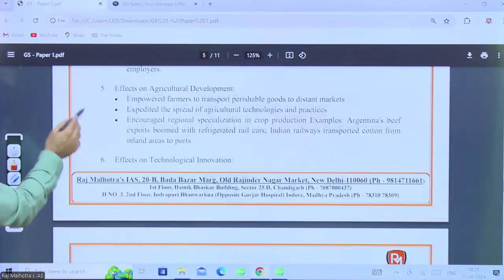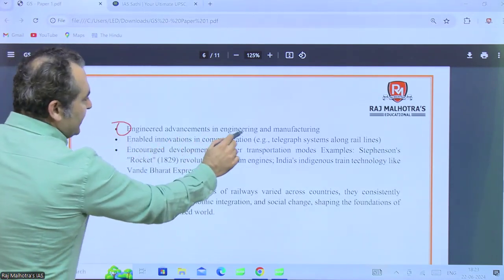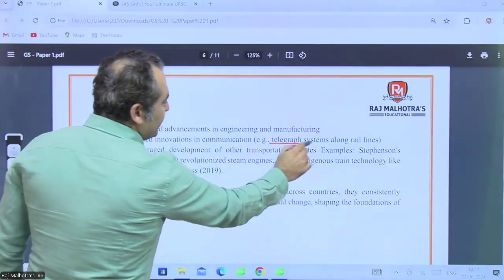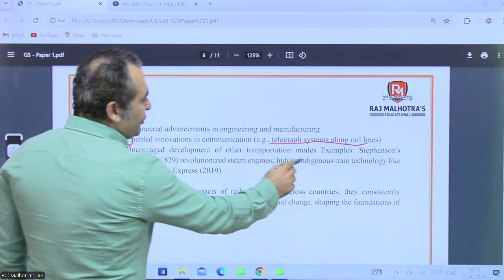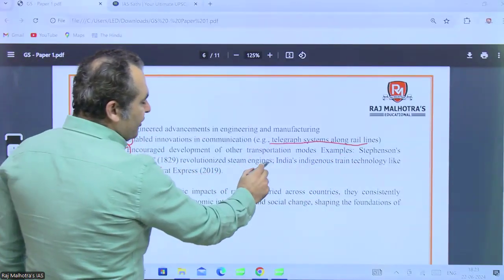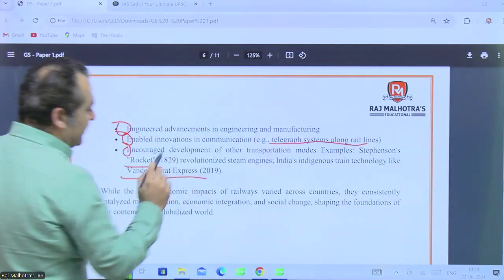Then effects on technological innovations: engineered advancements in engineering and manufacturing, enabled innovation in communication, telegraph systems along railway lines, encouraged development of other transportation modes. Example, Stephenson's Rocket revolutionized the steam engine, India's indigenous train technology like Vande Bharat Express.